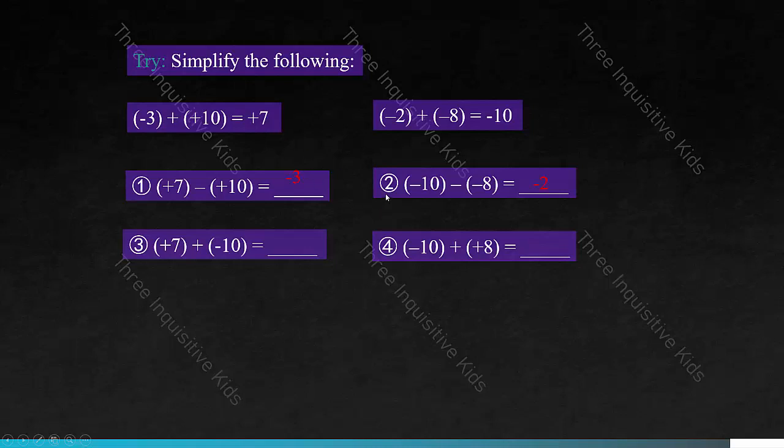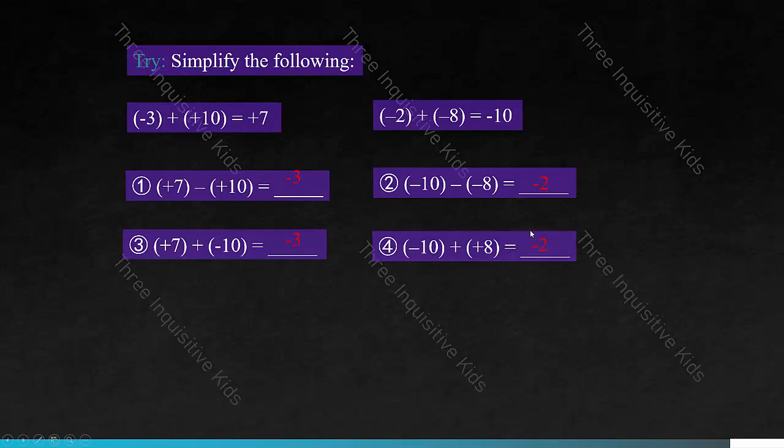And for the second problem, we have -10 minus -8. Here we are just essentially subtracting -8 from both sides of the equation. So we're left with -2 on one side. For the third problem, we have +7 plus -10. Now we're not subtracting a +10, we're adding a -10. So would that make any difference? No, it's still -3.